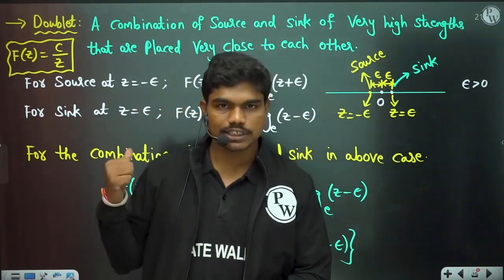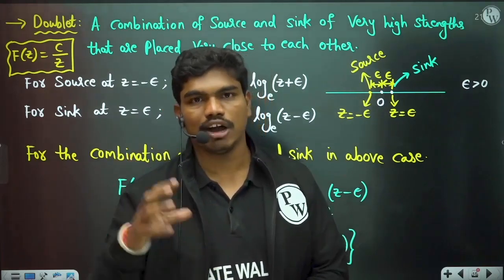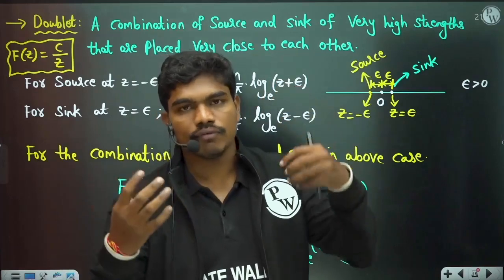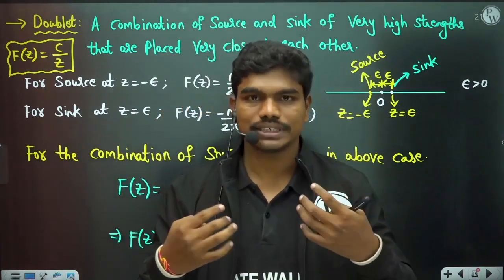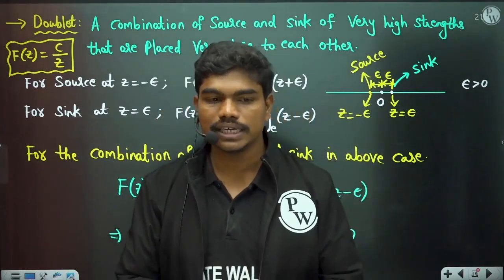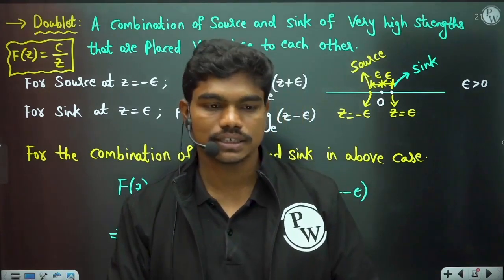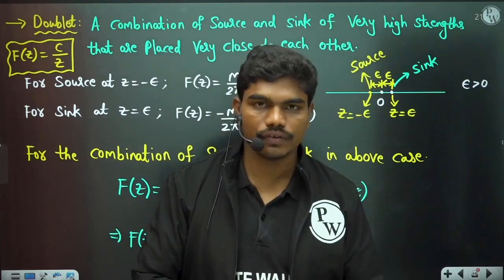This is also one superposition. We will see the superposition of a uniform flow on a source. We will see all these things in the next session. Clear? Fine then. So we will talk about these things in the next session. Please join back at 9:30 and we will continue the discussion.